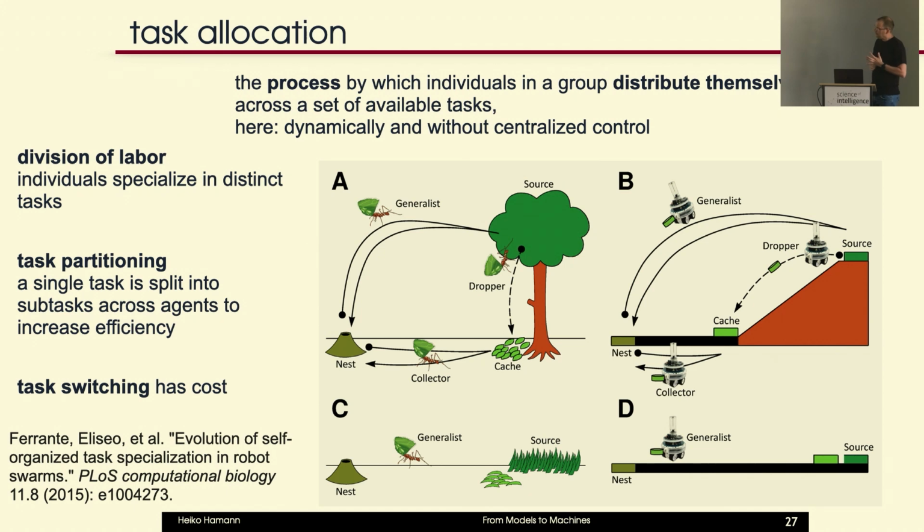That means if you have specialized tasks, like changing from a dropper to a collector comes with a cost, right? You have to climb down the tree, which means you're not efficient in that moment. And that means you should minimize how often you want to switch tasks. So it actually can be quite challenging.